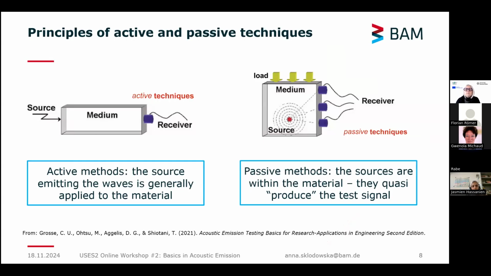Okay, so probably you're quite aware that there are different techniques in non-destructive testing. Some of them we can very roughly divide into active and passive techniques. They differ in where the source comes from. In active methods, the source emitting the waves is generally applied to the material, and then it's received by a receiver. But in passive techniques, which acoustic emission belongs to, the sources are within the material. They are quasi-produced by the material itself due to some kind of loading.